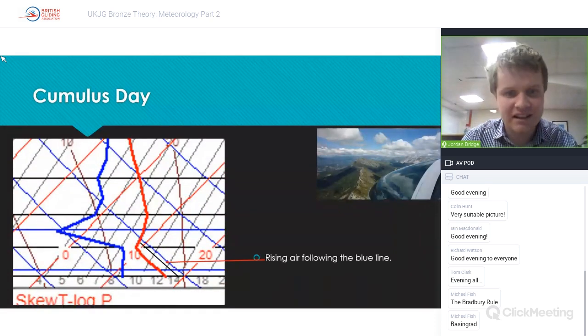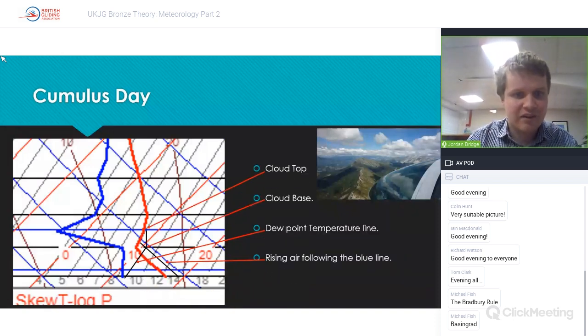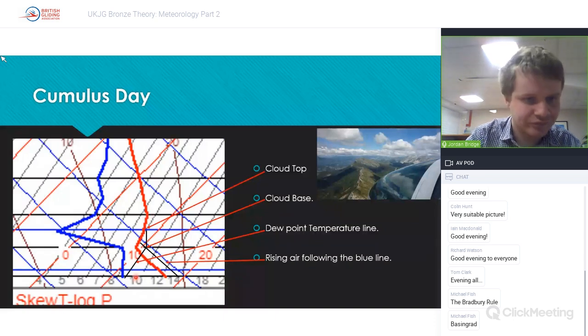Compare that to a cumulus day, and to bring up some more information here. You can see on this one, the lines are going in the right direction for a bit longer. Maybe the cloud base here, if we had maybe the 2,000 feet about here. The rising air is following the blue line, the dry adiabatic lapse rate at 3 degrees per 1,000 feet. It's got to the point where 100% relative humidity happens, and in this case, there is an inversion stopping the cloud from growing any further.